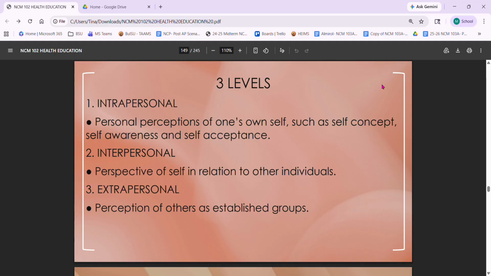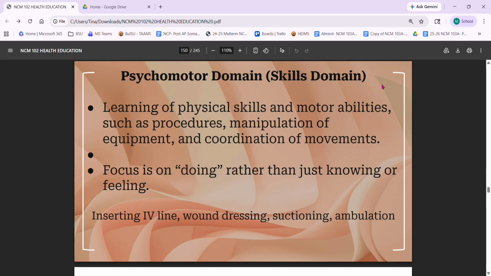Alright? Next, before we proceed there, you have 3 levels under your affective domain. You have intrapersonal. When you say intrapersonal, so intra, within, okay, personal perception of one's self, yung self-concept. Interpersonal, okay, you have perspective of self in relation to other individuals. And extrapersonal will be the perception of others as established group.